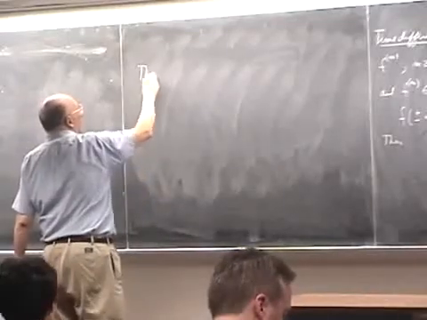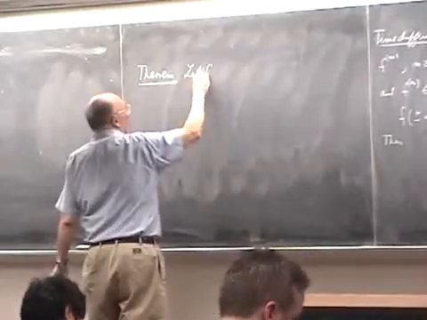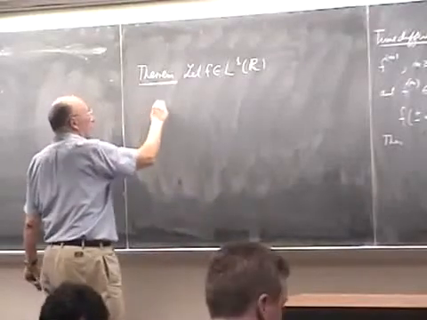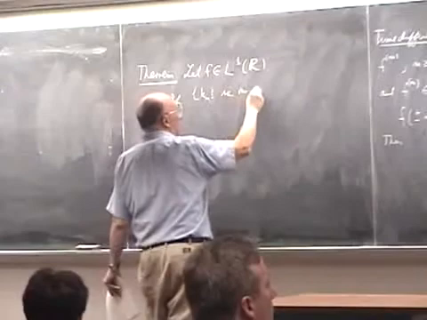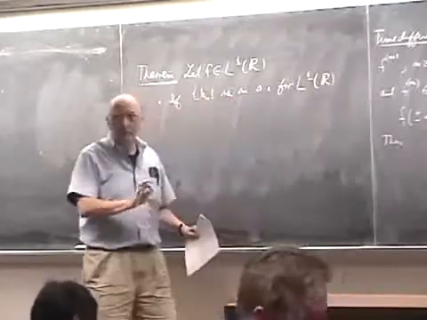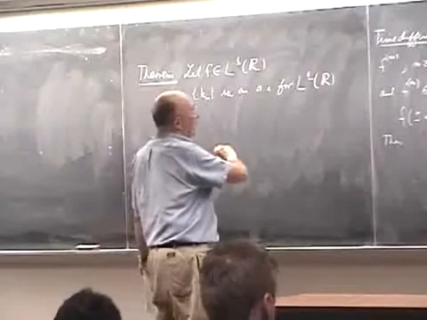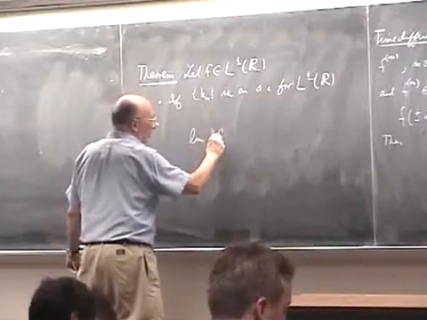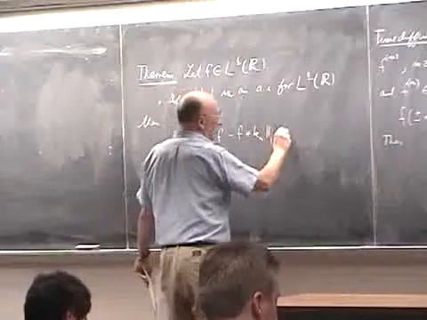So, theorem. Let f belong to L1 of R. If Kn is an approximate identity for L1 of R, again, this definition that I just wrote makes sense for any locally compact group, then the limit of the L1 norm of f minus f convolved with Kn is equal to 0.